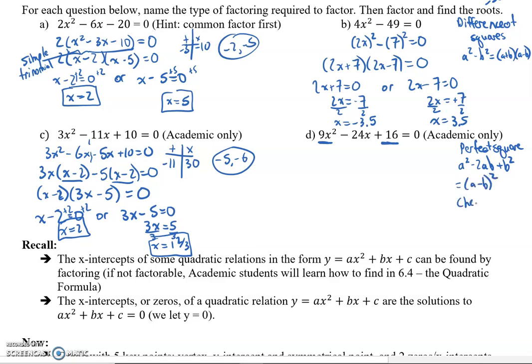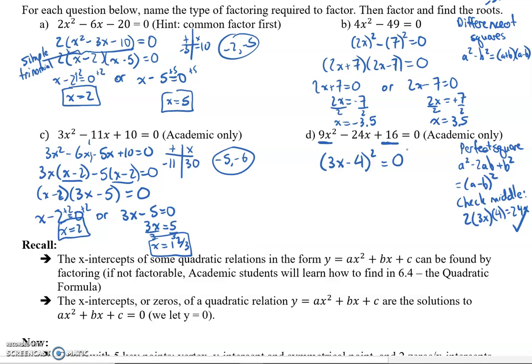So all I need to do is check the middle term if it's a perfect square. And let's see, 2 times the a term. The a term is the square root of 9x squared, which is 3x. And the b term is the square root of 16, which is 4. 2 times 3x times 4 is 24x. That is a perfect square. So we can just go ahead and write that out as 3x minus 4 all squared is equal to 0.